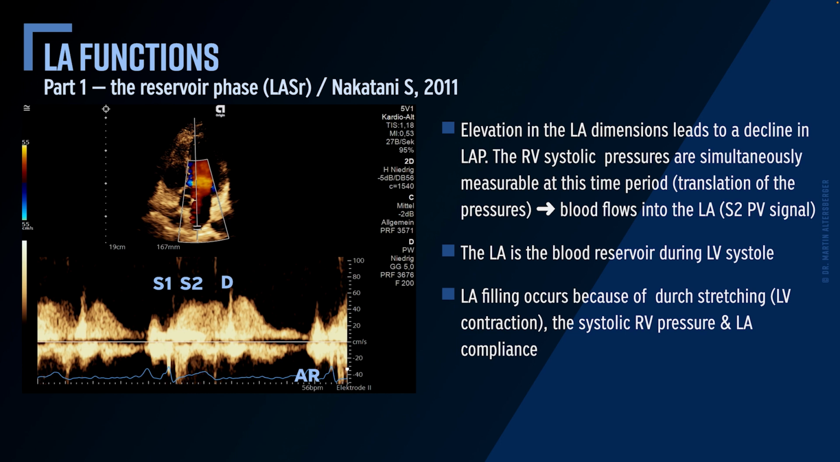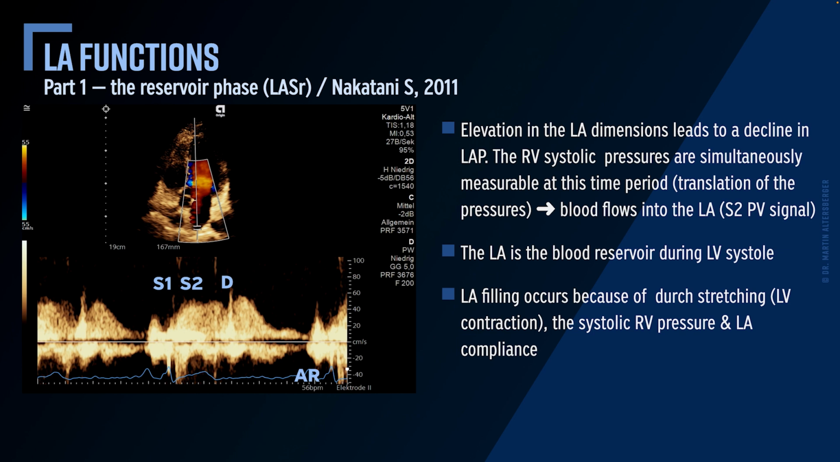So elevation of left atrial dimension leads to a decline in left atrial pressures. We said that. The right ventricular systolic pressures are simultaneously measurable at this time period. That is a translation of the pressure, so the blood flows into the left atrium due to right ventricular systolic contraction. And that is the S2 in the pulmonary venous signal. The left atrium is therefore a blood reservoir for the left ventricle, for the ventricular filling during left ventricular systole. Left atrial filling occurs because of the LV contraction stretching the atrium, but also due to the systolic RV pressures and also due to the compliance of the left atrium itself.